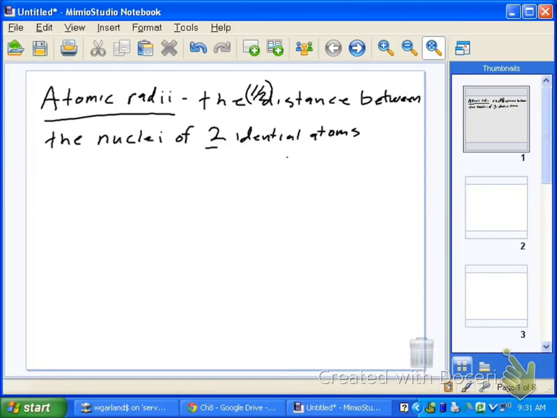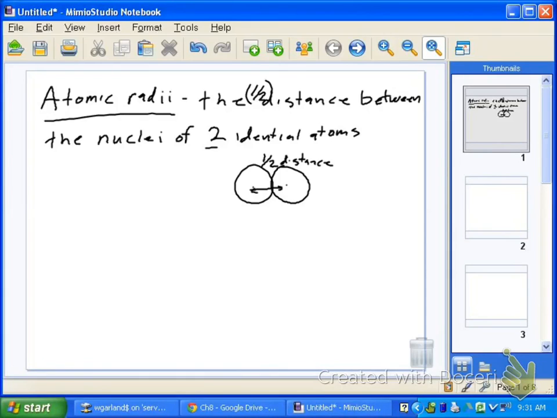So it's the half distance between the nuclei of two identical atoms. So we have two identical atoms here. We can draw models like this. There's the nuclei. And so this distance here, one half of that distance, is what we're going to use as the size of the atom.